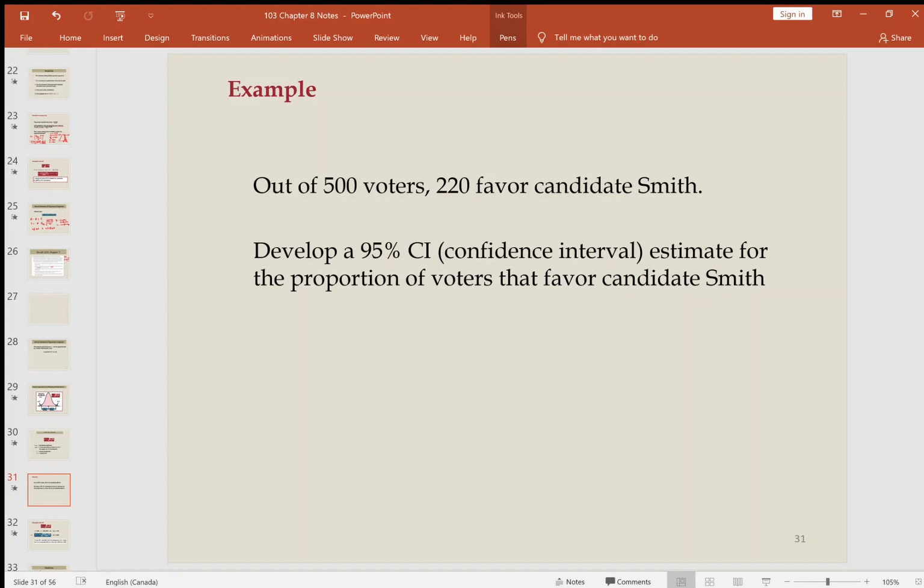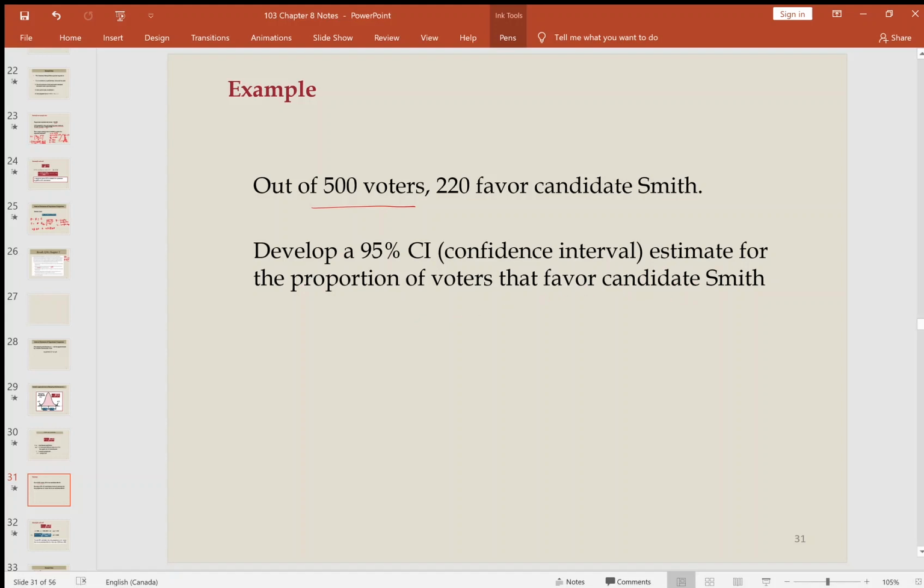Let's say an election is going to happen and you are doing a survey before the elections to see who's likely to win, and let us say you did your survey with 500 people. That was your sample size, and out of 500 people, 220 favor candidate Smith, and you are to develop a 95% confidence interval estimate for the proportion of voters that would favor candidate Smith.